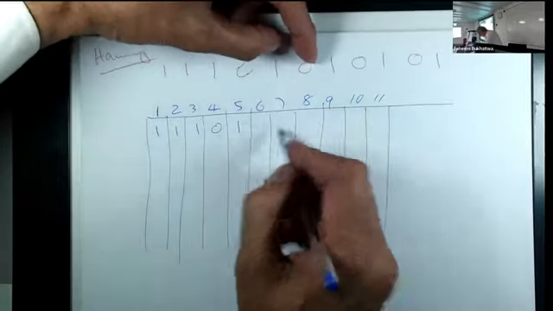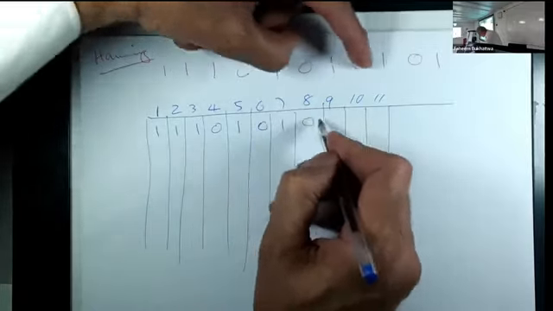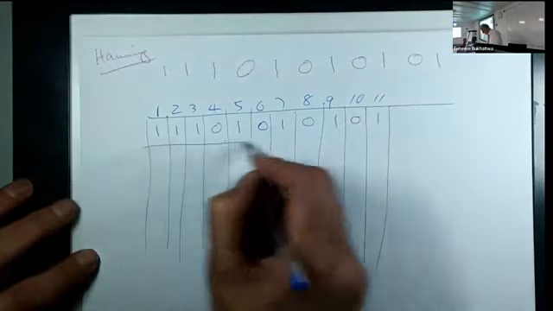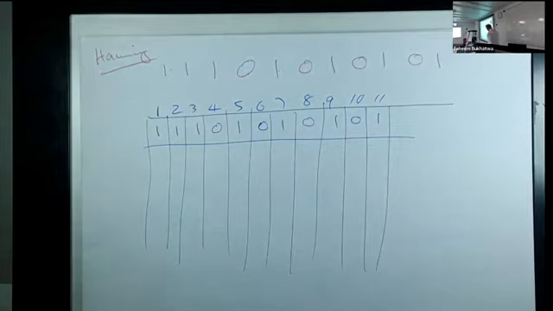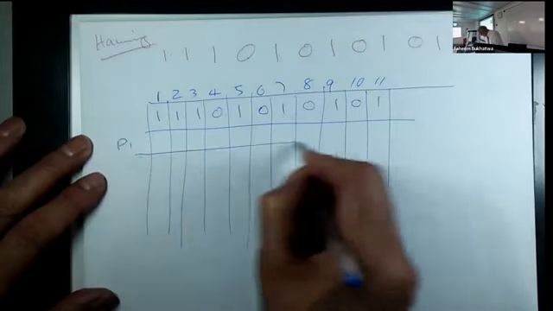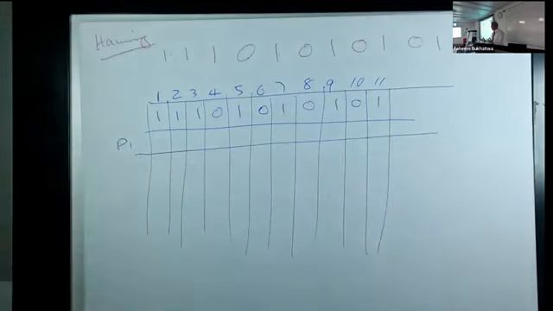0, 1, 0, 1, and another 0, 1, and another 0, 1. That's simple, isn't it? So that's the frame received. Now, let's just pull down the parity 1. Eventually, you'll be able to do it without having to pull down.